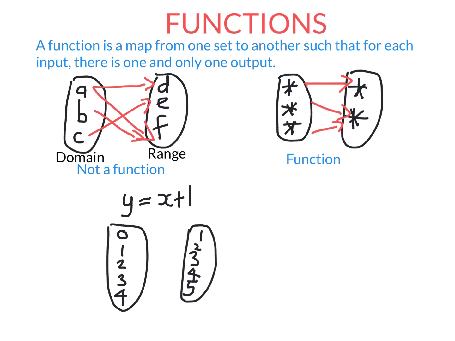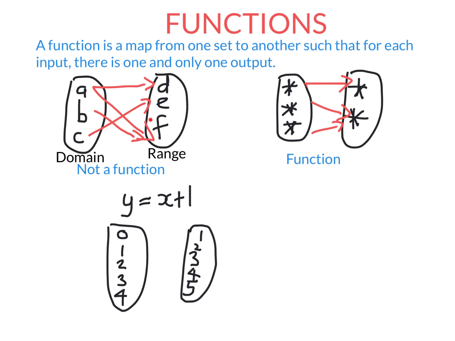So a map is just a way to get from one set to another. It pairs up elements from the first set to the second set. For our purposes, we call the first set the domain and the second set the range. So the domain is the set of inputs, the range is the set of outputs.